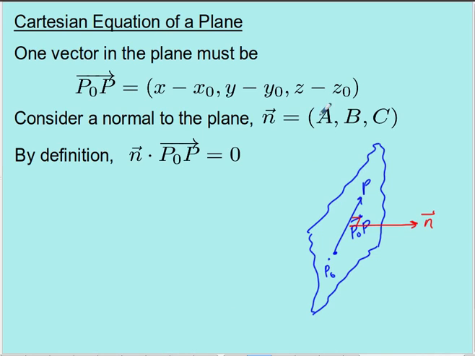I can evaluate that dot product algebraically. And so this definition gives me that I don't need to write the letter n again. I'm actually going to write it out as (a, b, c) dotted with (x minus x0, y minus y0, z minus z0) is equal to 0.